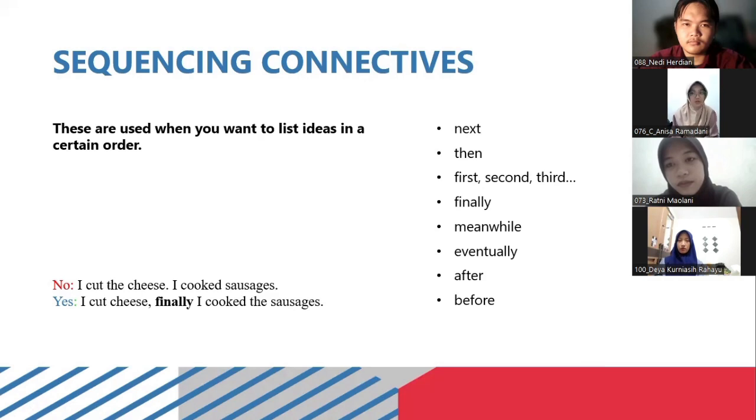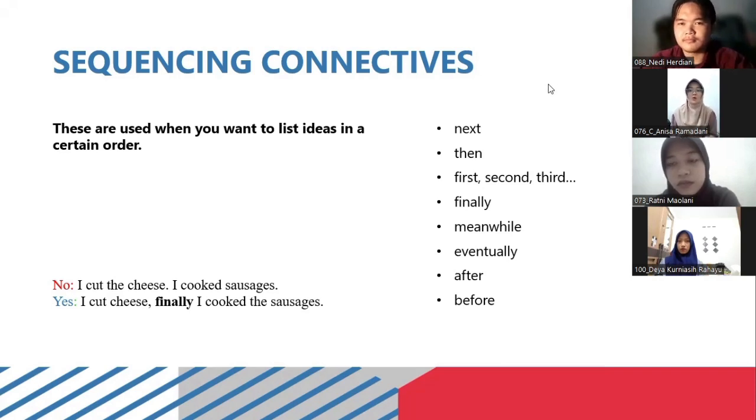like in procedure text. For example, first, pour the flour into a bowl. Second, add the eggs. Third, mix it all together. Finally, put it in the oven. The sequencing connectives, like first, second, third, will help the reader follow the order of the steps.